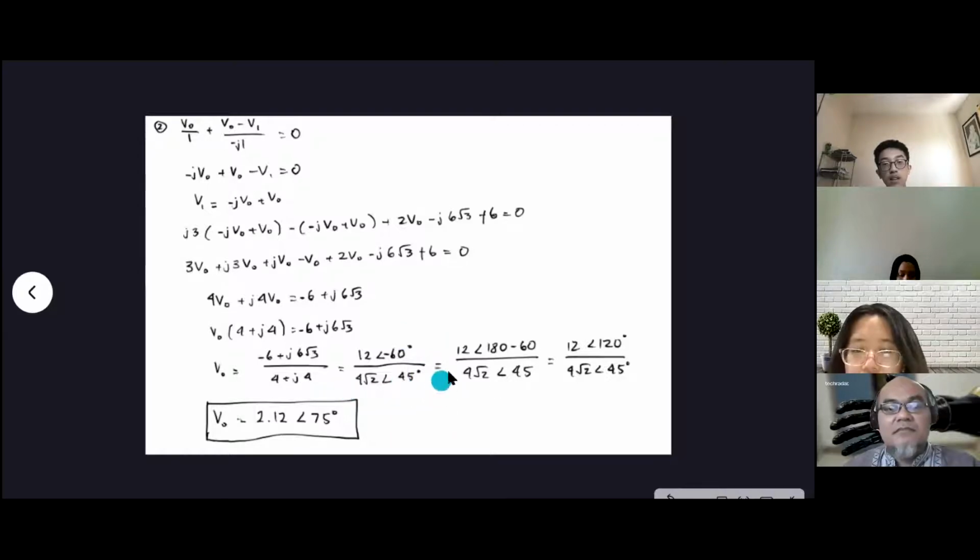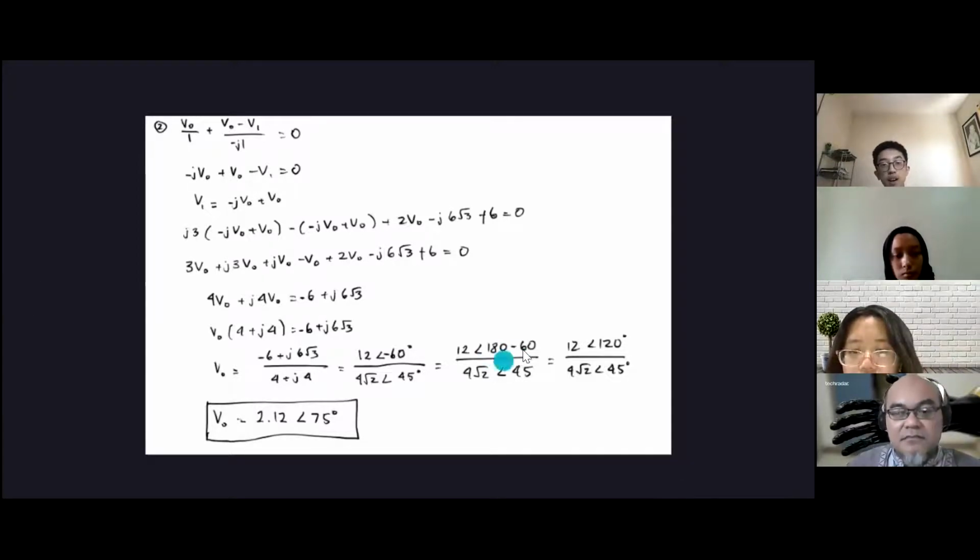So 12 angle negative 60 divided by 4 root 2 angle 45. And because it is negative, we can add 180 degrees. So 12 angle 180 minus 60, which is 120 degrees, divided by 4 root 2 angle 45. And basically we will get 2.12 angle 75 degrees.